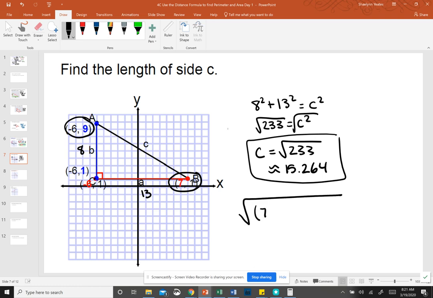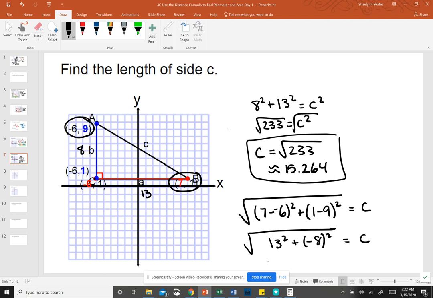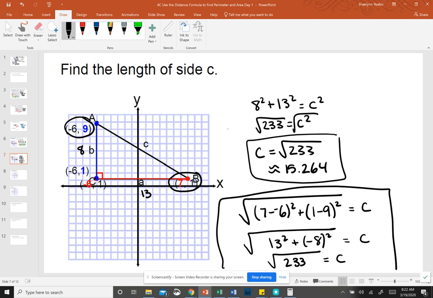Then we're going to do 7 minus -6 squared plus 1 minus 9 squared equals C. Which if you do this, you would end up with the square root of 13 squared plus -8 squared equals C, which would then become the square root of 233 equals C. Notice that these get you the same answer.